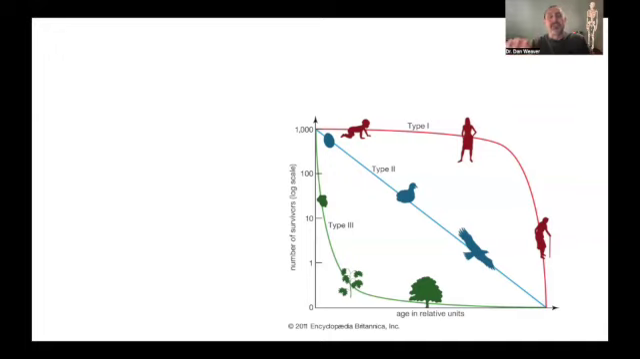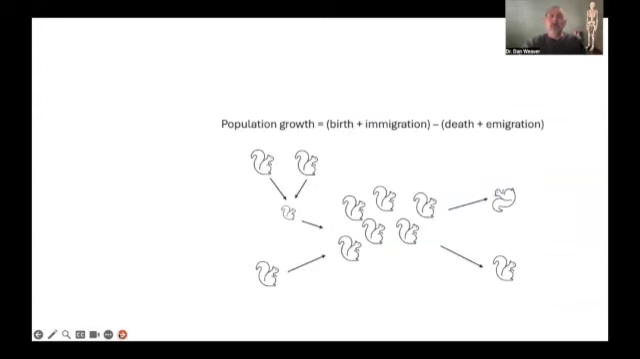So humans, for example, have relatively few offspring, whereas an oak tree is going to produce tons and tons and tons and tons of acorns in hopes that maybe one will become a sapling that might grow up to be a mature oak tree. We can also measure the population health based on its growth.